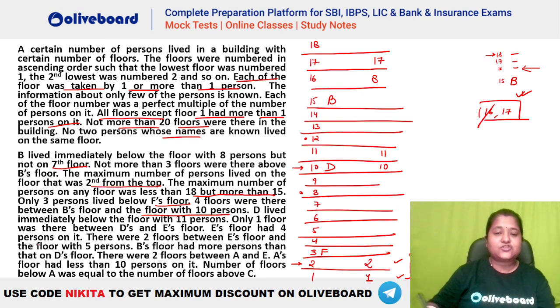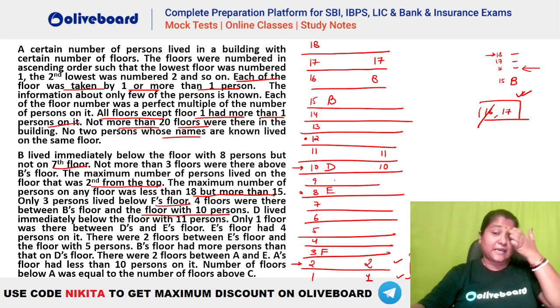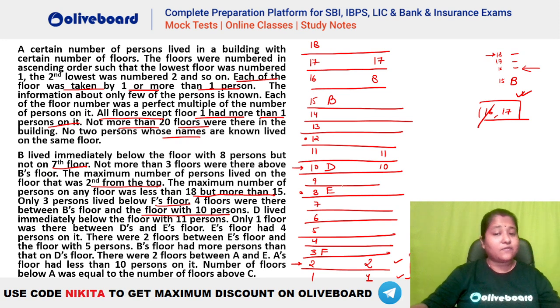So that means E should go below D. So you can see 1, 2, E will be here on floor number 8. So 11 and E are at a gap of 2 floors, right? It was given here that only one floor is there between D and E, and E's floor has 4 persons in it. So you can see 4 will be here.